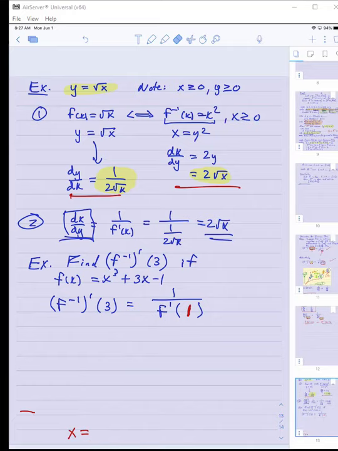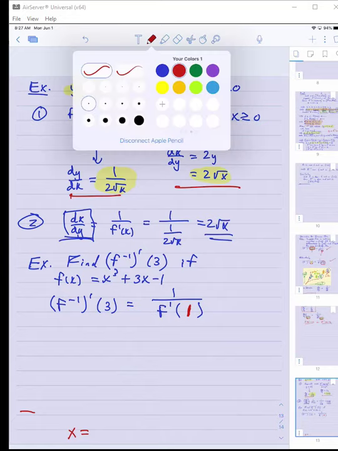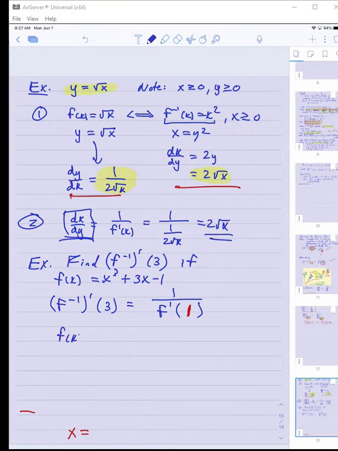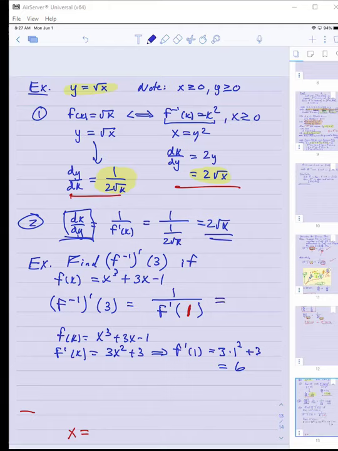This should be pretty easy to do, because if f of x is x cubed plus 3x minus 1, I know f prime is just going to be 3x squared plus 3, which means f prime of 1 is just going to be 3 times 1 squared plus 3, which means it would be 6, which means the derivative of the inverse function at an input of 3 is 1 over 6. So the answer is 1/6.